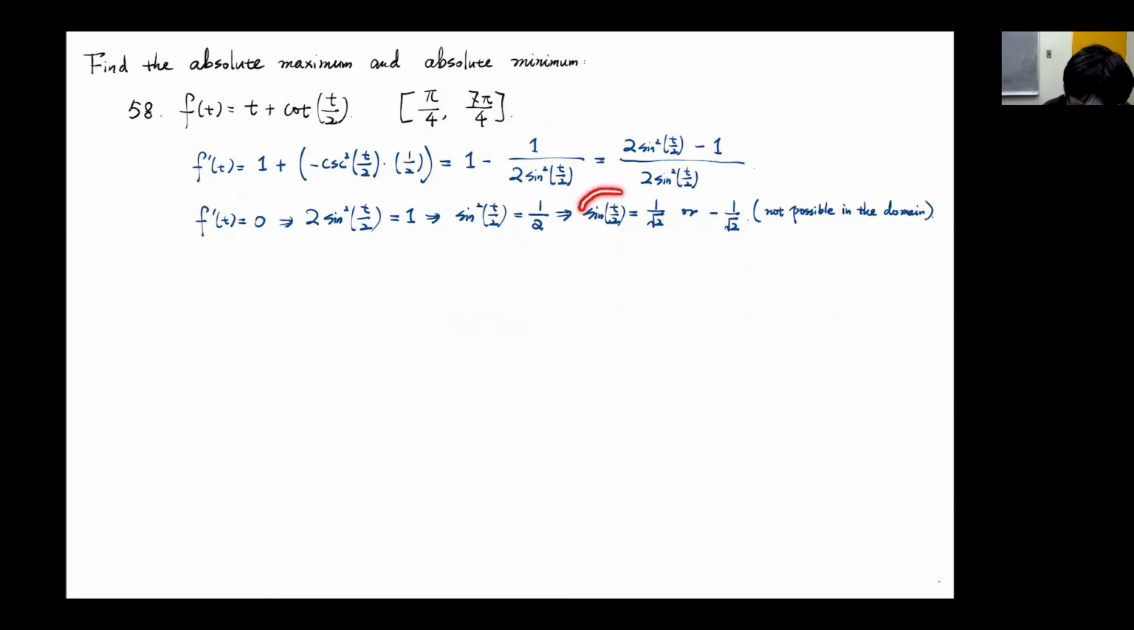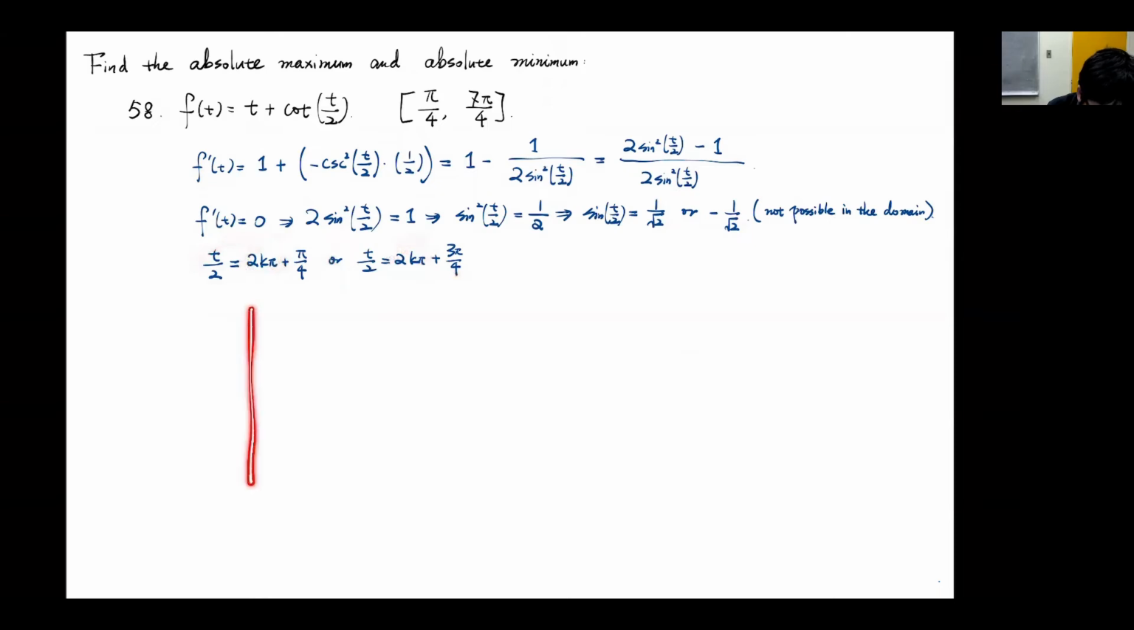Okay, now let's investigate what this means for us. Generally speaking, sine of anything equals 1 over root 2. This means that thing, in this case t over 2, is going to equal 2k pi plus pi over 4, or this equals 2k pi plus 3 pi over 4. So this is the most general solution to this equation. Okay, let me briefly explain why we need the 2k pi over here.